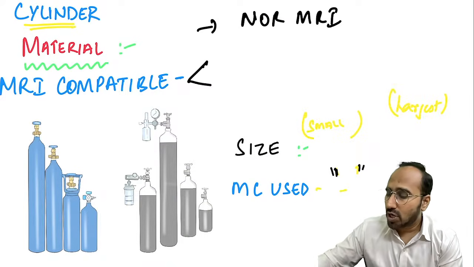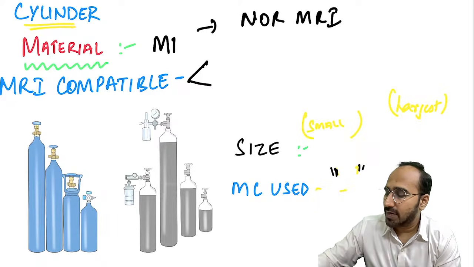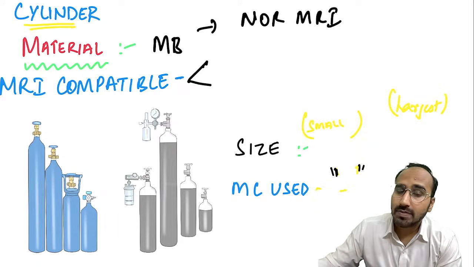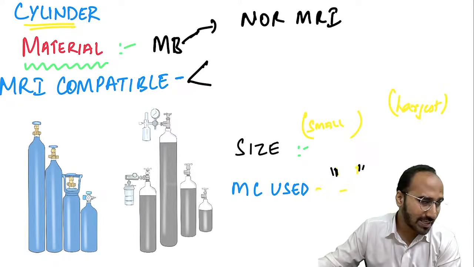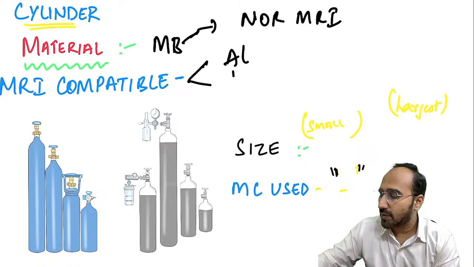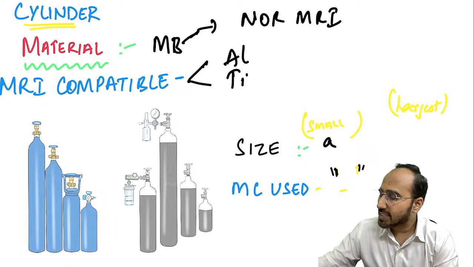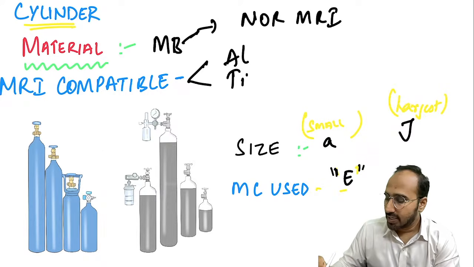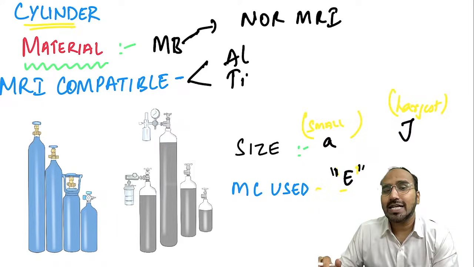First of all, what is the most common material from which the cylinder is made? It is made of molybdenum. Remember, molybdenum cylinders are non-MRI compatible. You cannot take the cylinder into the MRI room. MRI compatible cylinders are made of aluminium and titanium. There are different sizes of cylinder. The smallest size is A, the largest is J, and the most commonly used is the size E cylinder. By looking at the cylinder, you can tell what gas is there.